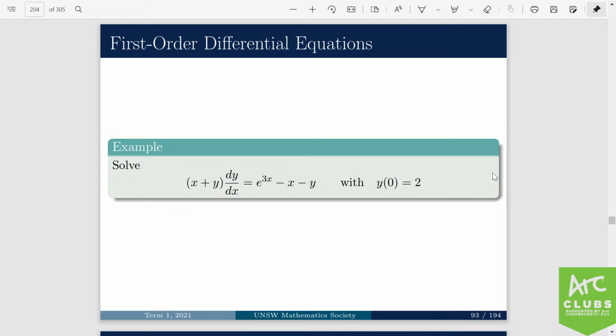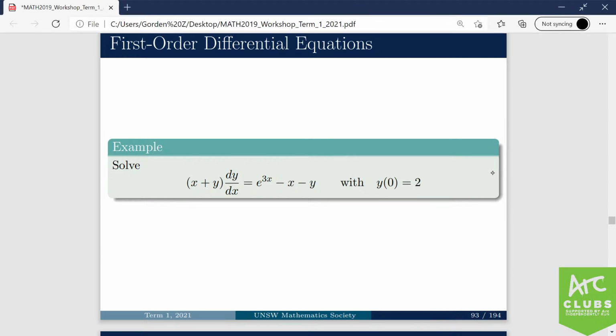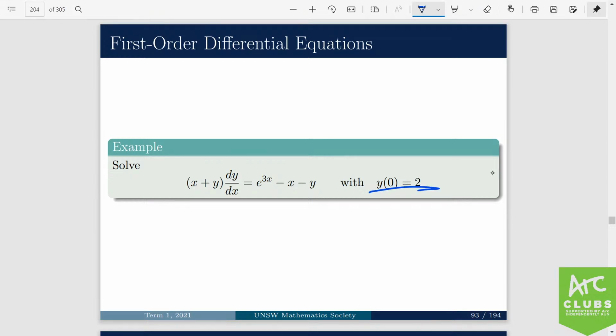So we've got the question here: (x plus y) dy/dx is equal to e to the power of 3x minus x minus y. And we've got some initial conditions over here. Let's just test if this pen works. Yeah, cool. All right. Great.